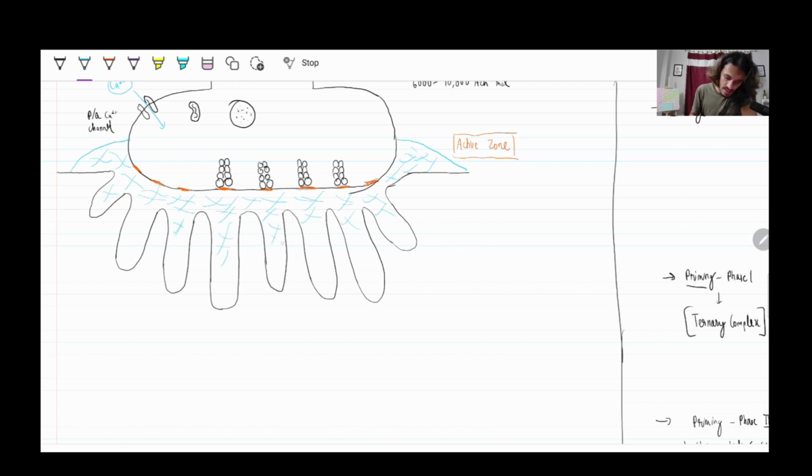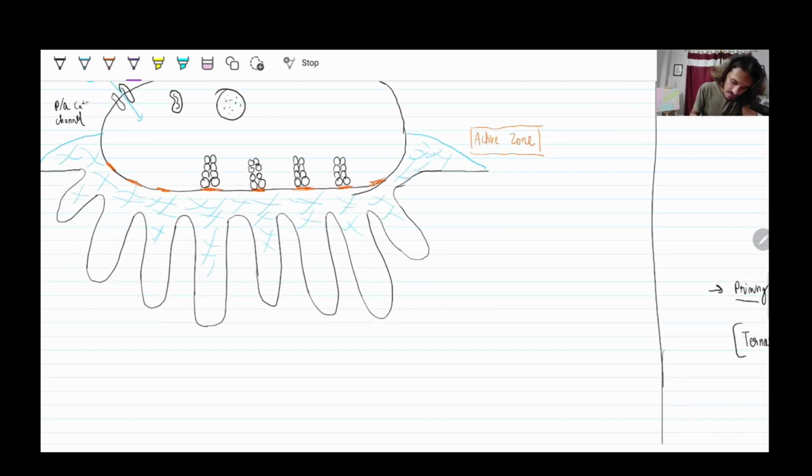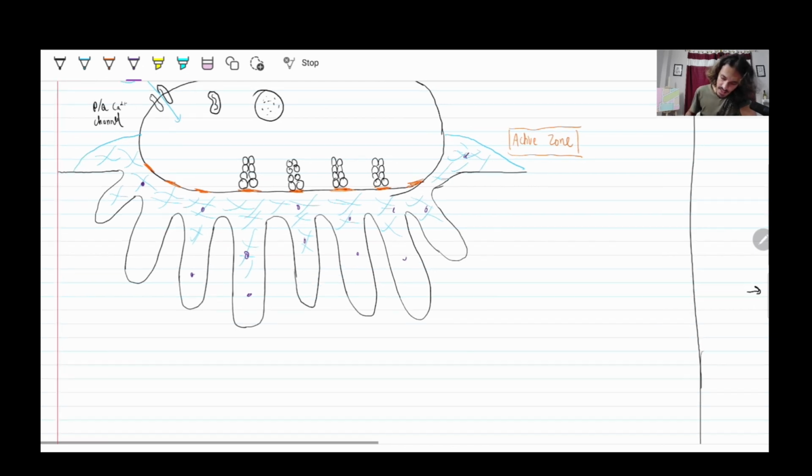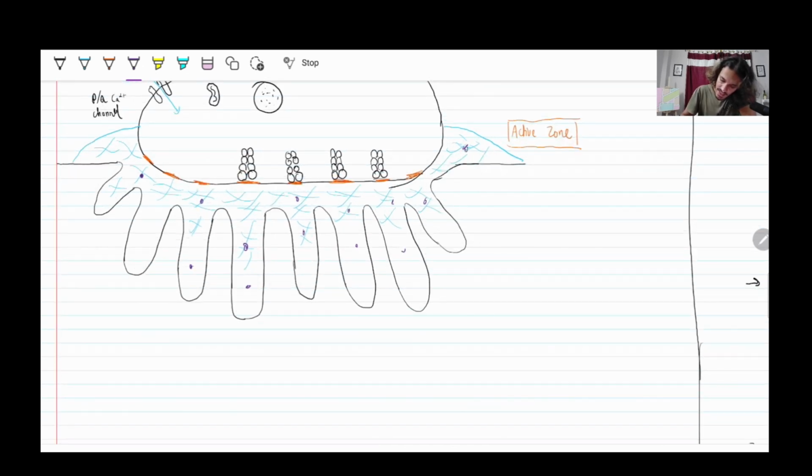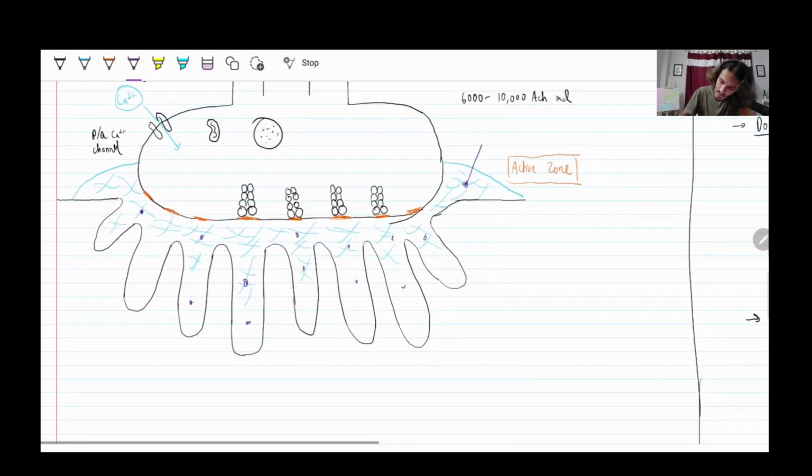Which is called your acetylcholinesterase, which will be there throughout here and there and everywhere. It will be there throughout this space. Okay, so that is basically your acetylcholinesterase.